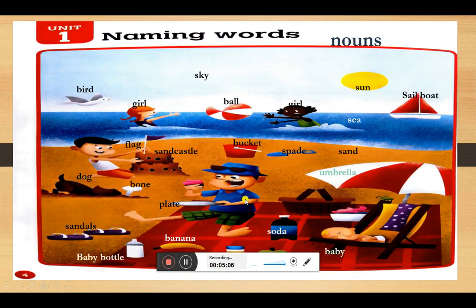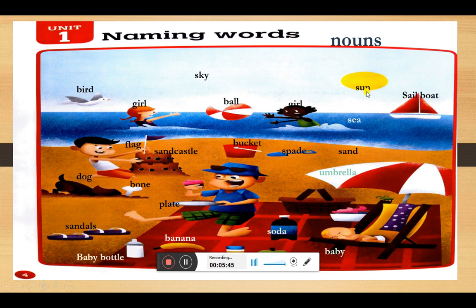Okay. Now, let's look at page 4, Unit 1 in our Nelson Grammar Pupils book. So, I want you to be ready with your Nelson Grammar Pupils book, book 1B. So, in Unit 1, we have naming words or nouns. When we look at page 4, we are going to find that we have lots and lots of naming words and nouns.